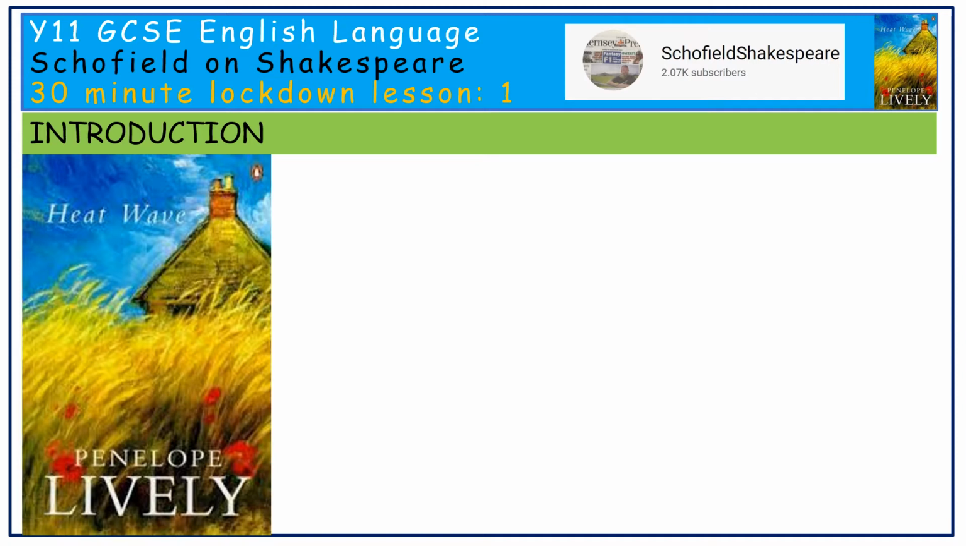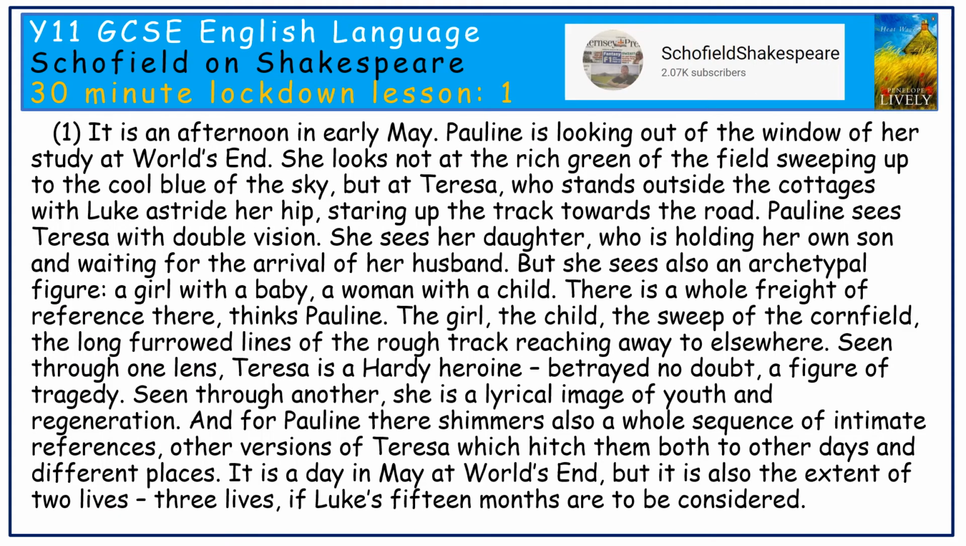Here's how the novel starts. It is an afternoon in early May. Pauline is looking out of the window of her study at World's End. She looks not at the rich green of the field sweeping up to the cool blue of the sky, but at Teresa, who stands outside the cottages with Luke astride her hip, staring up the track towards the road. Pauline sees Teresa with double vision. She sees her daughter, who is holding her own son, waiting for the arrival of her husband. But she sees also an archetypal figure, a girl with a baby, a woman with a child.